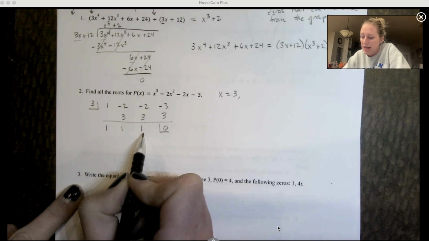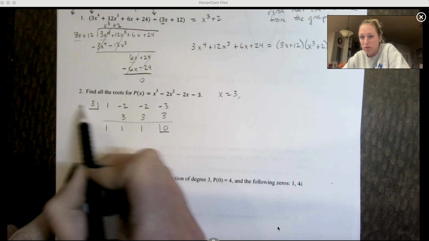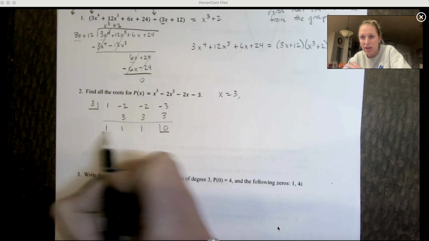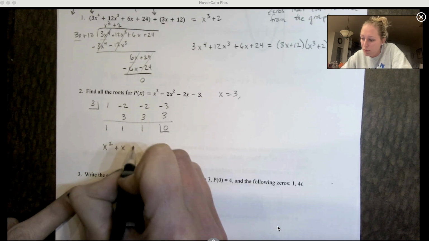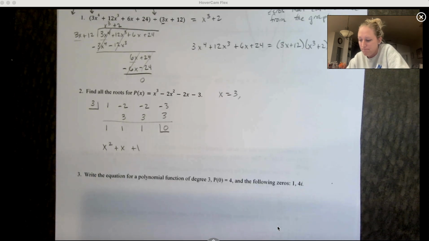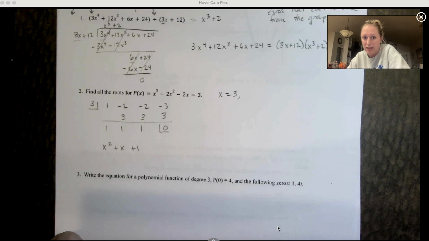So now what's left is 1 degree less than this, because we divided out 1 zero, and so there's 2 remaining. So this is a quadratic function now. So it is 1x squared plus 1x plus 1. Okay, so now I'm going to complete the square, use the quadratic formula, or something to find the other two zeros. I'm going to go ahead and use the quadratic formula.